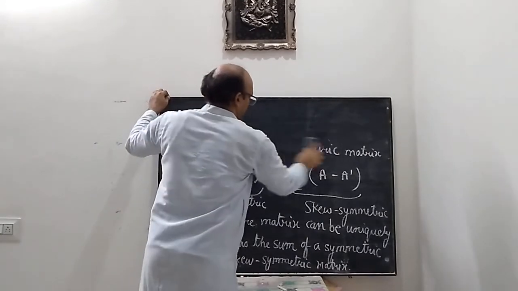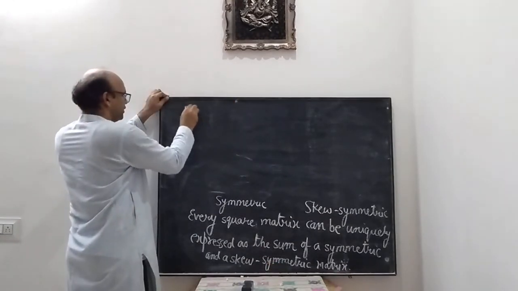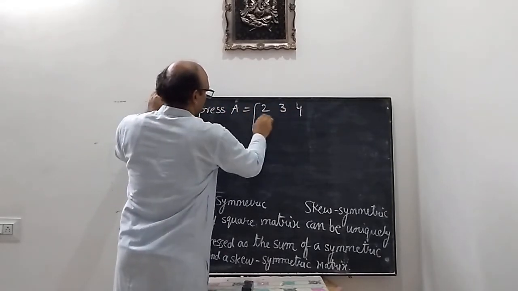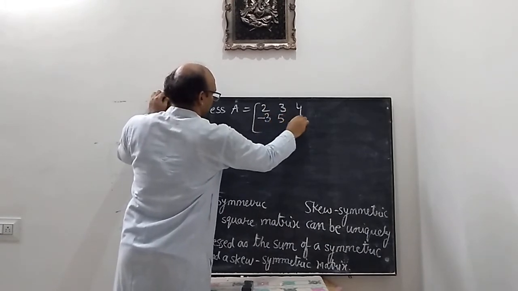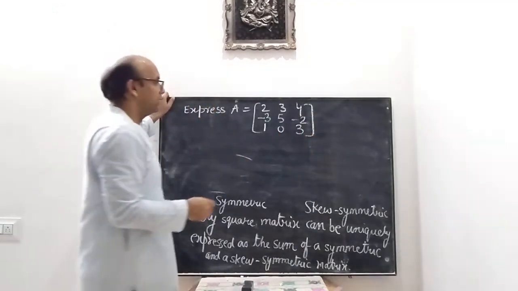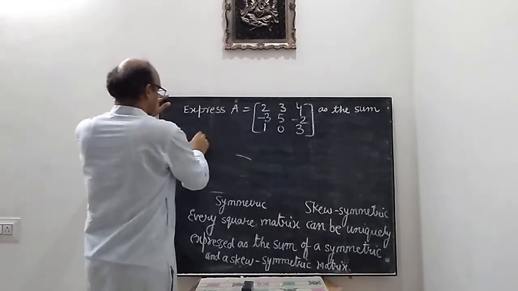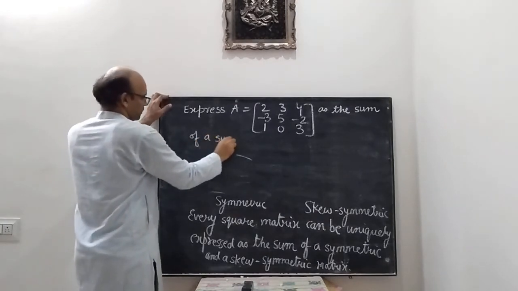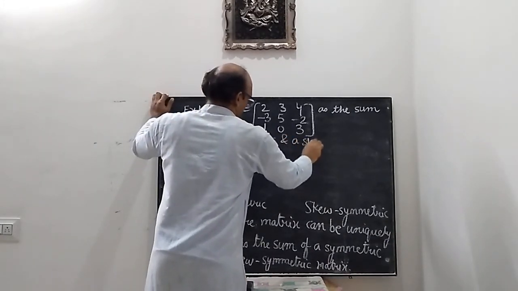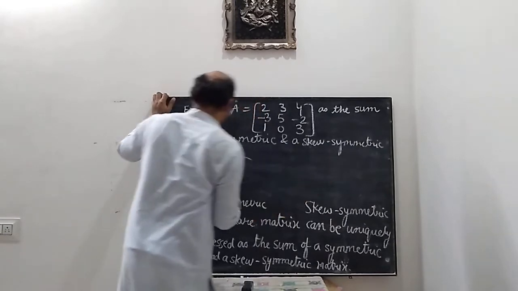Now we can have a question based upon this property, and it says: express the matrix 2, 3, 4, minus 3, 5, minus 2, 1, 0, 3 as the sum of a symmetric and a skew symmetric matrix.